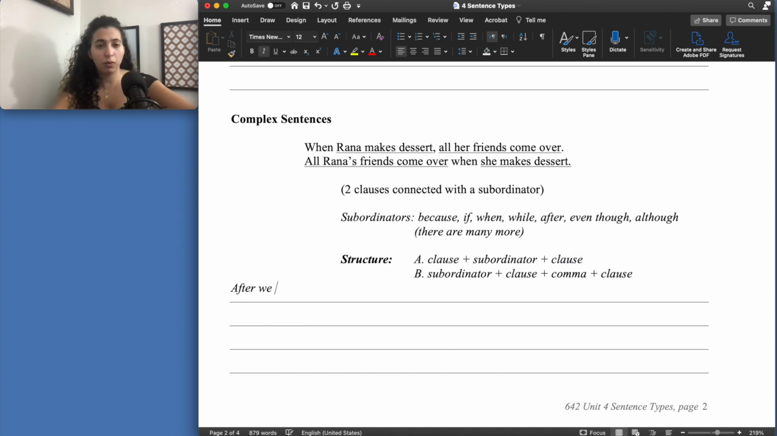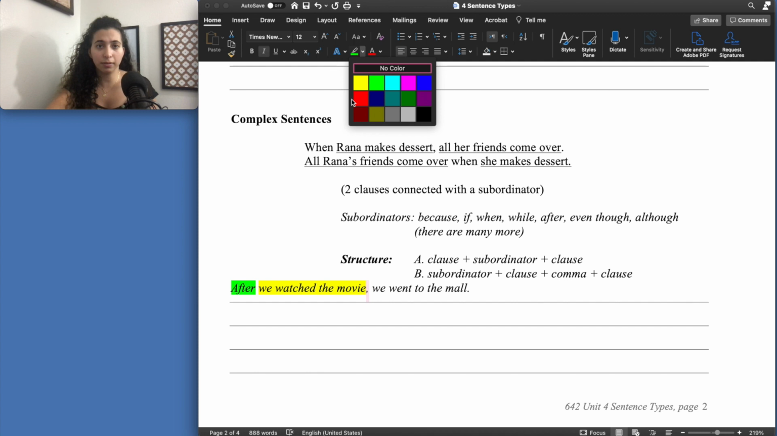After we watched the movie, we went to the mall. So here we have sentence structure B. We have the subordinator. We have the clause, which is we watched the movie. Let me highlight the subordinator for you guys. Then we have we watched the movie. Then we have the comma, right? You see where it goes. And then we went to the mall is the other clause.